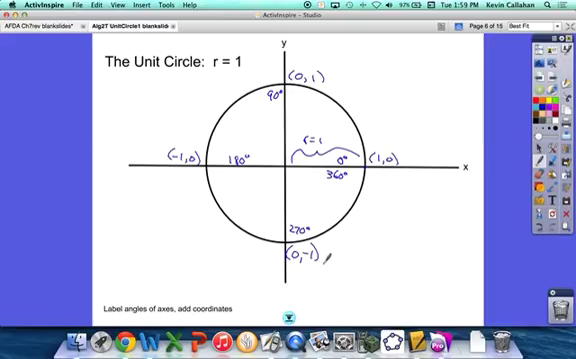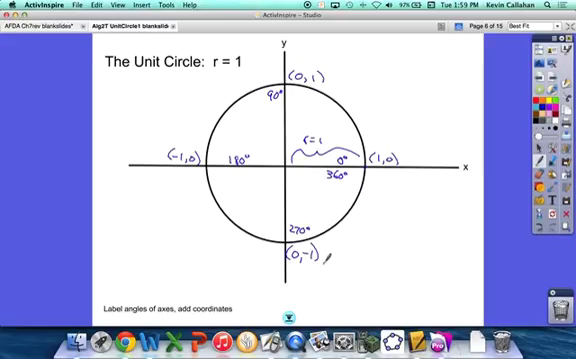Okay. So what we need to do, we're going to develop this unit circle. And the unit circle is going to have angles going all the way around. It's going to have coordinates for each one of those angles. And then we'll learn at the very end how those relate to the trig functions. They give us the values of the trig functions.